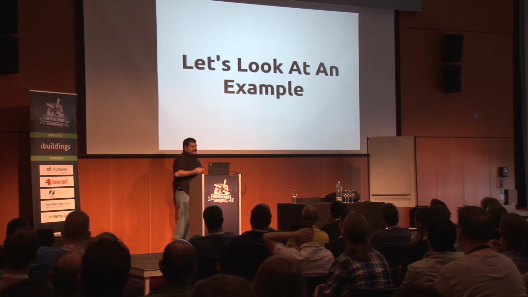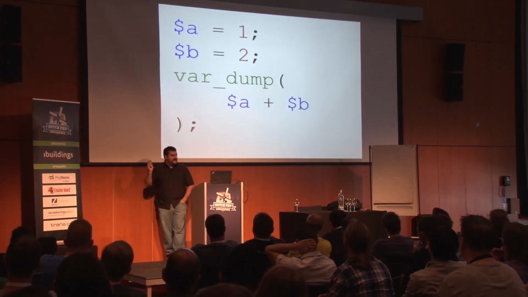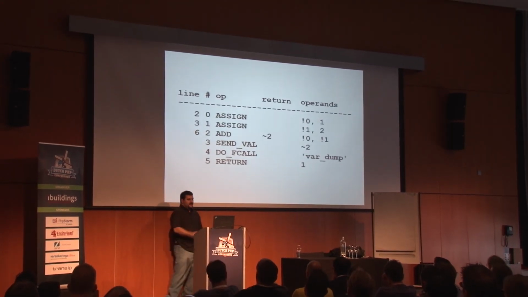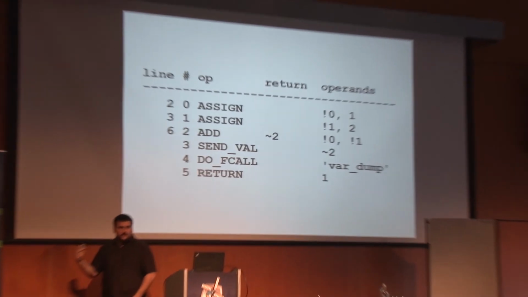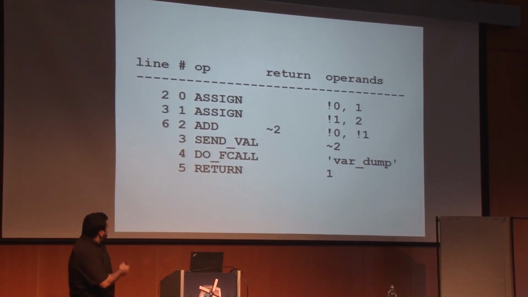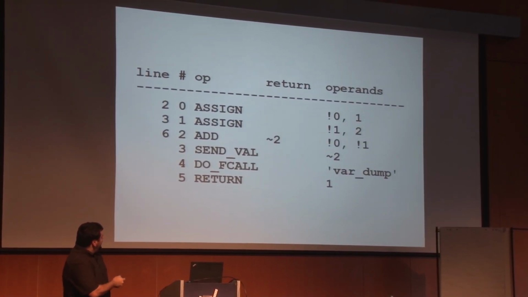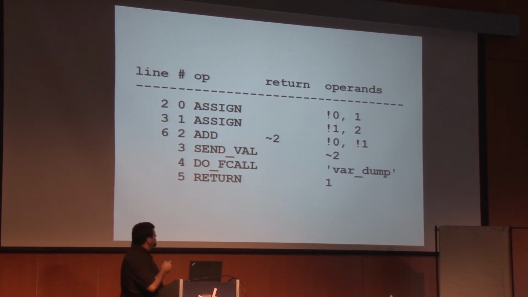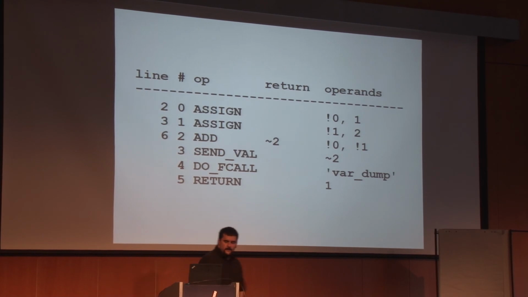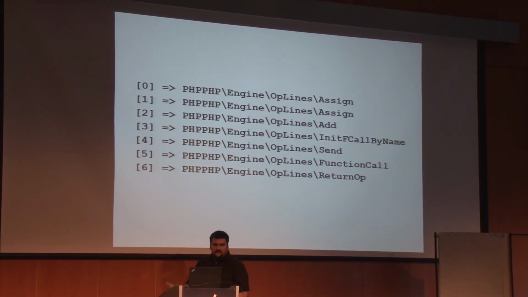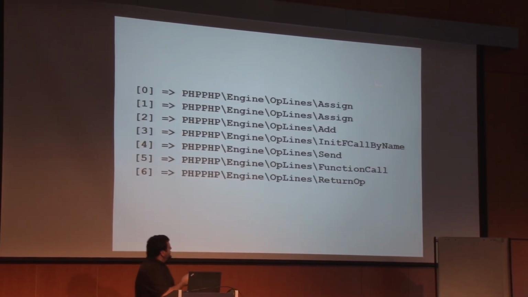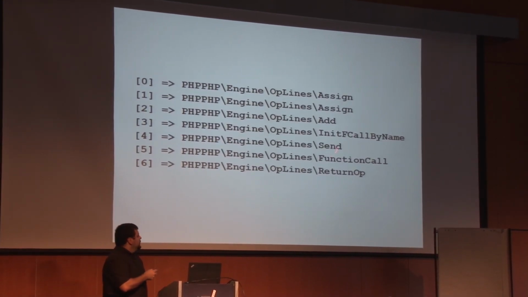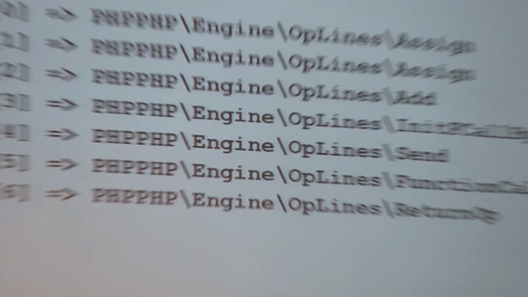So let's take a look at that same example from before. A equals 1, B equals 2, and var dump A plus B. Again, this is the opcode that the underlying PHP generates. We assign these two variables, we add them, and then we call var dump, sending as the first parameter the value that we added together. In PHP, we assign, we add, then we initialize a function call, we send the variable, we do the function call, and we return.